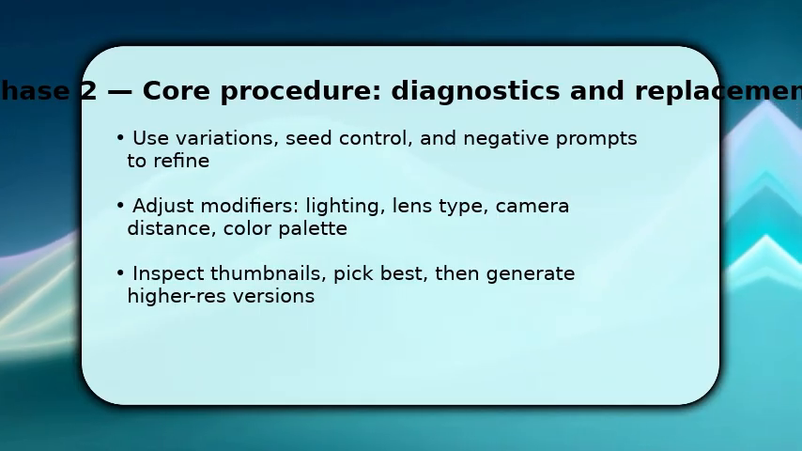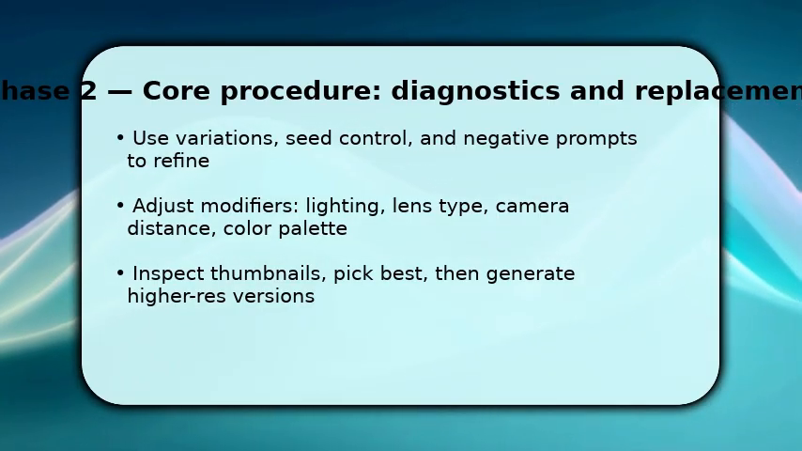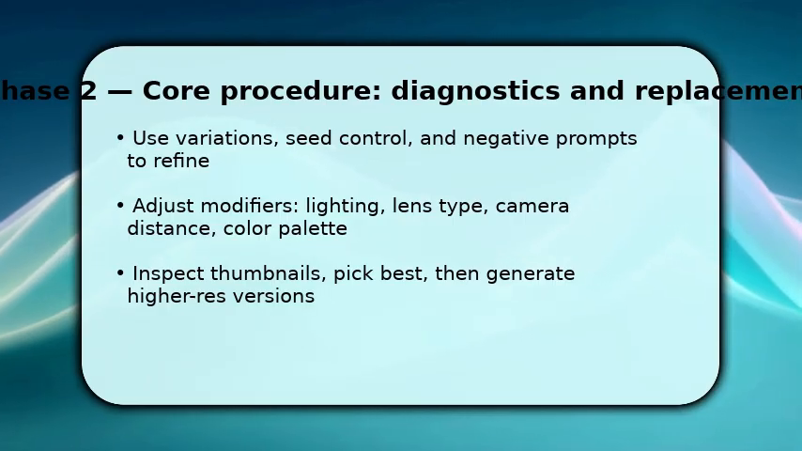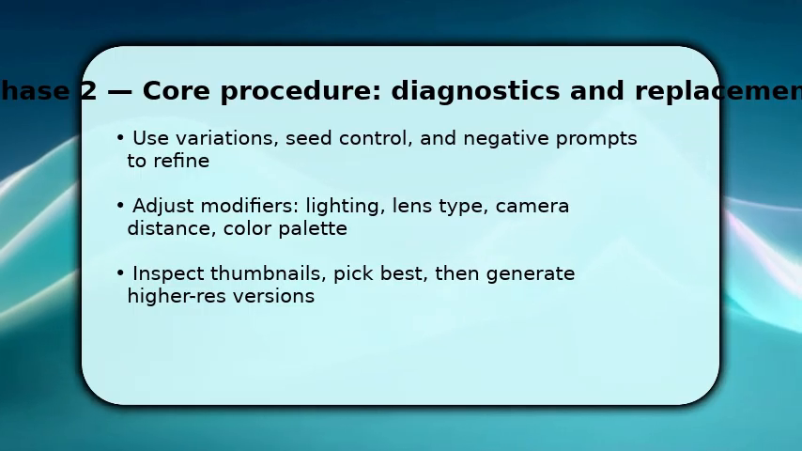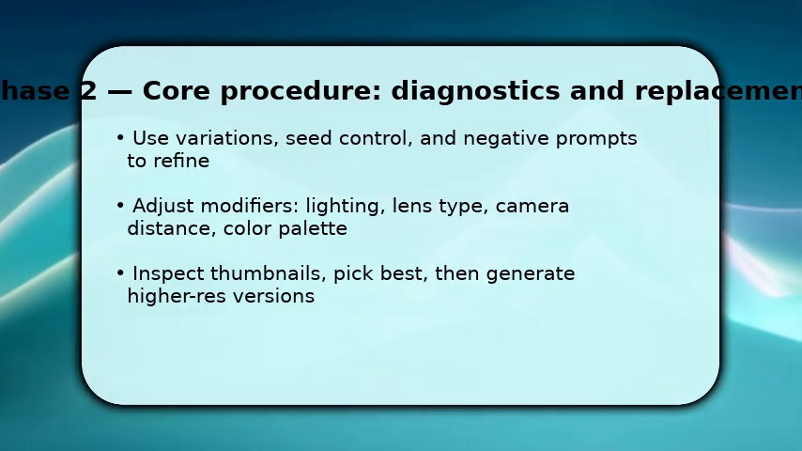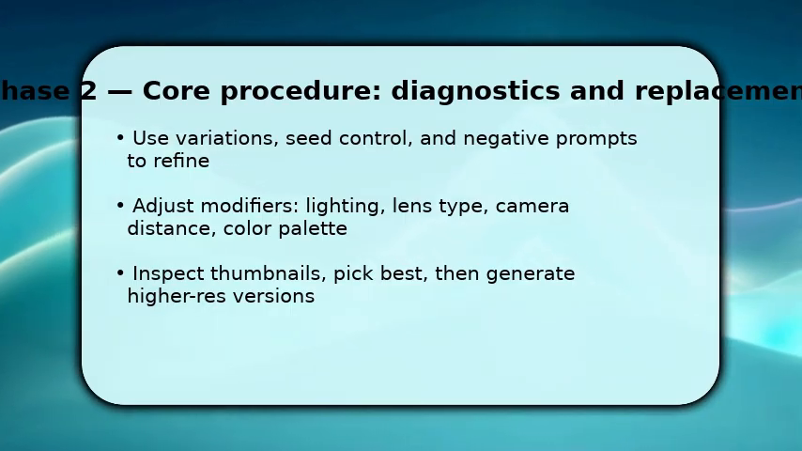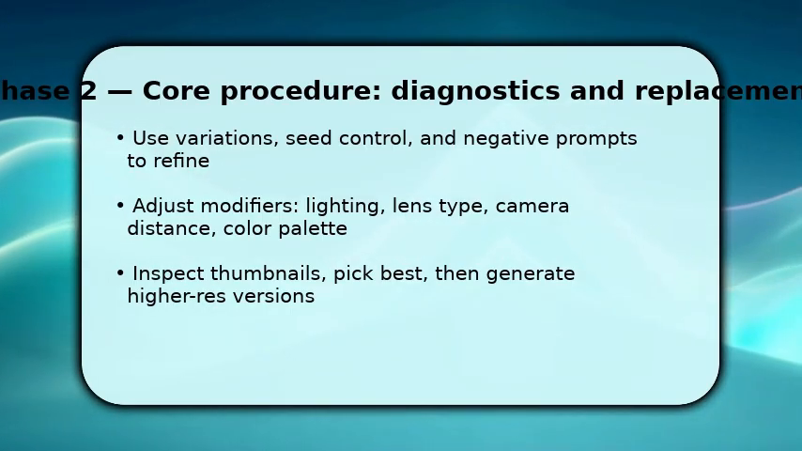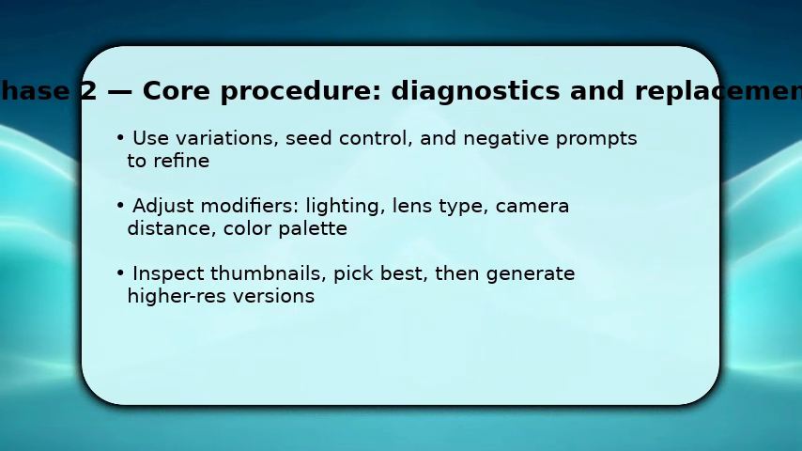Apply negative prompts to remove unwanted elements, because carving away problems is faster than adding more detail. Adjust modifiers, lighting, lens type, and color palette to shift mood predictably. Make sure to inspect thumbnails closely, then upscale the best candidate for final detail. This step-by-step refinement avoids random outcomes and gives you consistent, controllable images that match your intent.